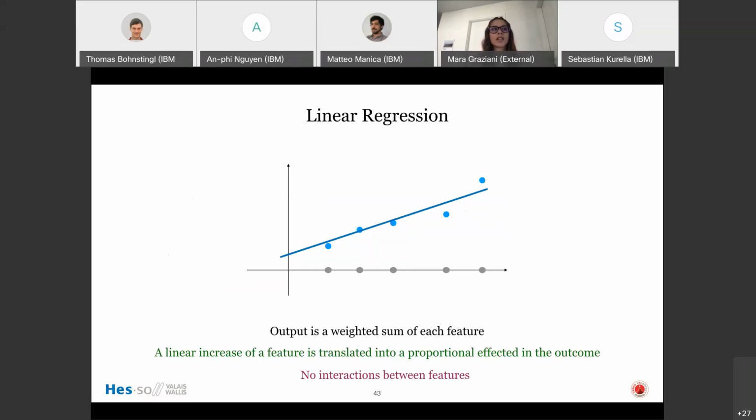The downside of this is that, however, there is no interaction between the features, and that the linear assumption might be too strong to get acceptable performance in some cases.